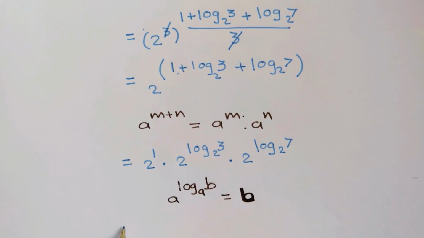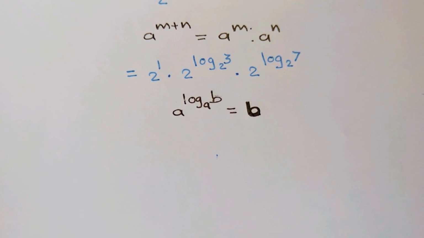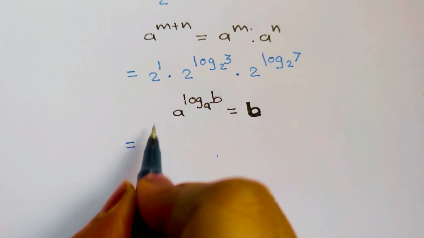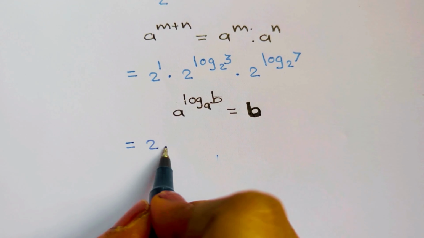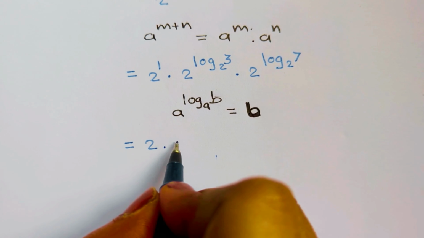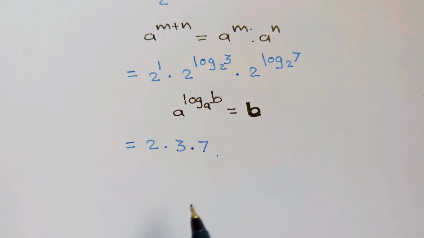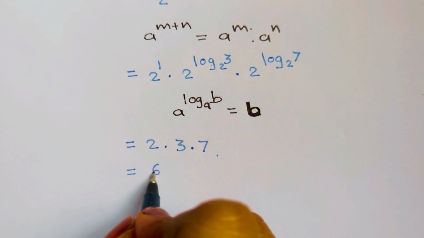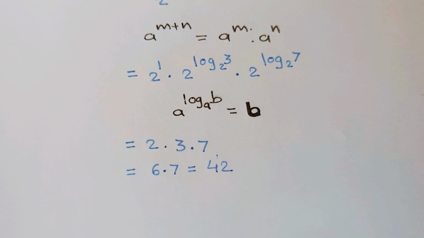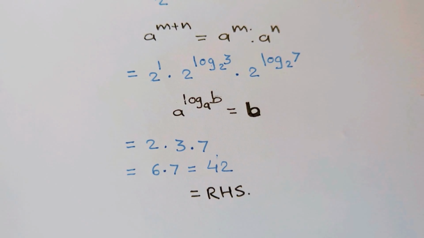Let me move the sheet a bit. Now the value would be 2 to the power 1, which is 2, into, now this second term just looks like our formula, that's why the result is 3, into, for the third term it would be 7. So basically 2 into 3 into 7, which is 6 into 7, and that's why it is 42. 6 sevens are 42, and that comes to the right hand side.